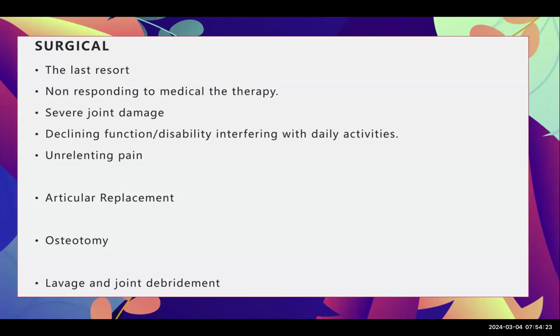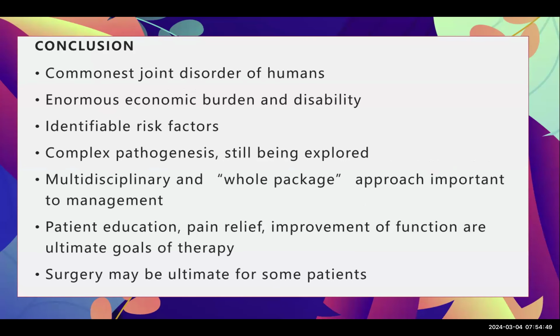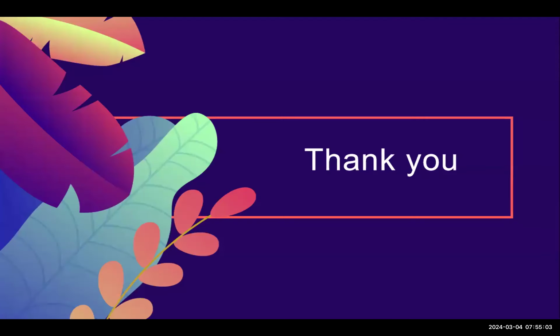So basically, surgical management is a last resort for patients not responding to medical therapy. There is enormous economic burden and disability, and an identifiable risk factor. There's a complex pathogenesis, so a multidisciplinary approach in management, patient education, pain relief, and improvement of function are the ultimate goals of therapy, and surgery may be ultimate for some patients. Thank you very much for listening.